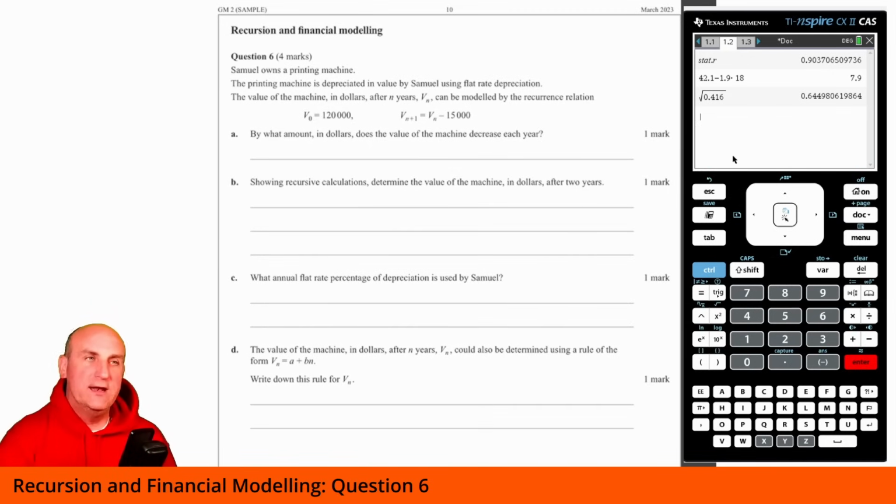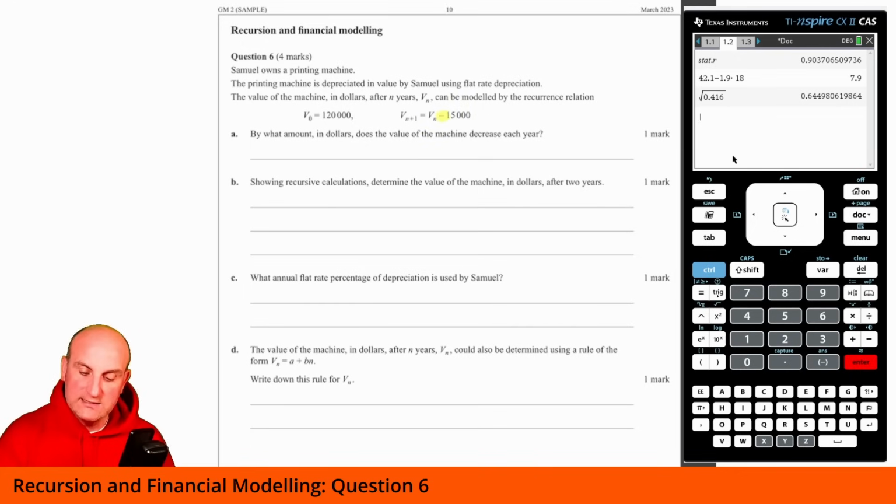Right, recursion and financial modeling. Let's see where we go. Samuel owns a printing machine. The printing machine is depreciated in value by Samuel using flat rate depreciation. The value of the machine in dollars after n years, Vn, can be modeled by the recurrence relation given there. By what amount in dollars does the value of the machine decrease in each year?